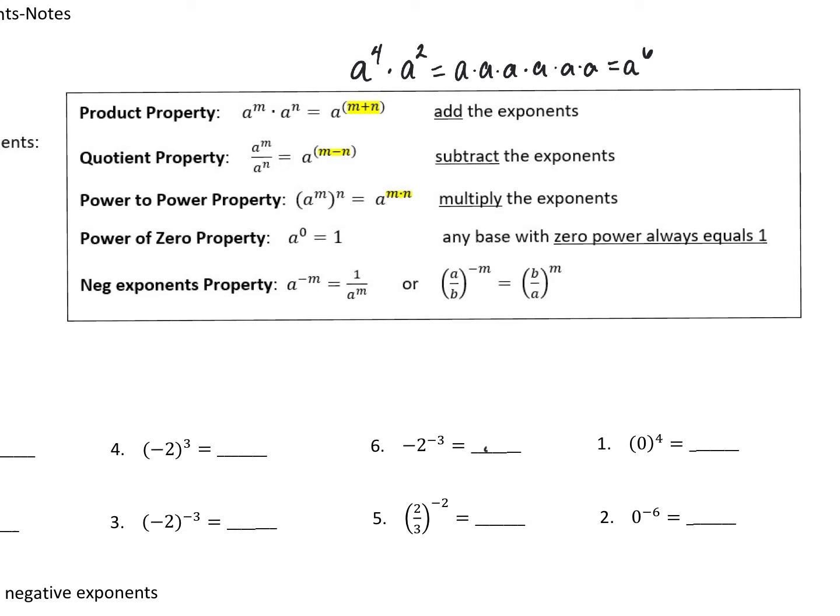The quotient property tells us if we are dividing, we can subtract the exponents. So if I have a cubed over a squared, that's a times a times a divided by a times a. Well, a divided by a is 1, right? So that's 1, and that's 1, and so I'm just left with a to the 1 power, which is what I get when I subtract my exponents, 3 minus 2. Okay? So the rules are shortcuts to writing it all out.